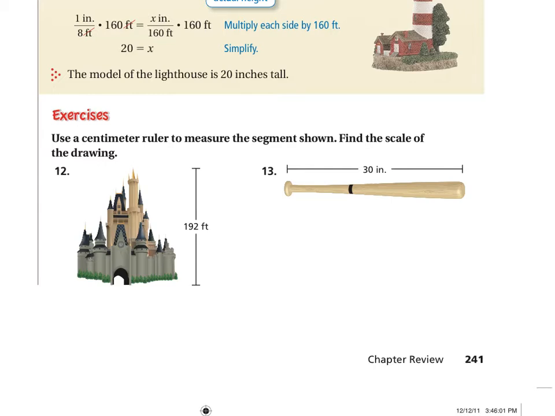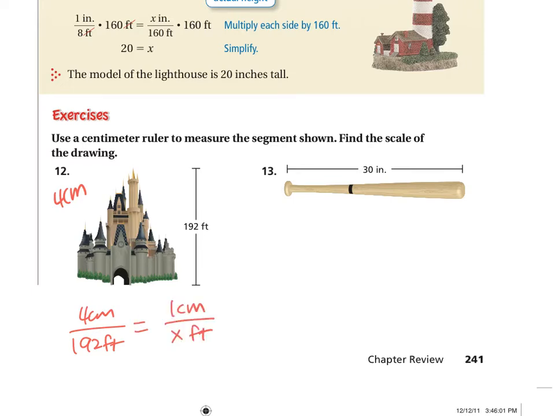It says use a centimeter ruler, which I know a lot of you won't have with you, so I'm just going to give you the length of it and try to find out the scale of the drawing. The scale of this castle says it's 192 feet, but in reality it's going to be 4 centimeters. So I'm going to find out what my scale is going to be. I know it's going to be 4 centimeters for 192 feet. And whenever you have a scale, I want my scale factor to be the smallest whole number, which is going to be 1.